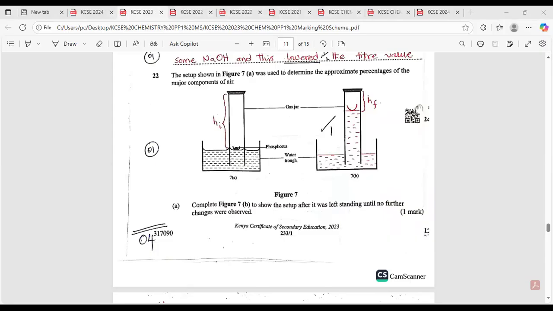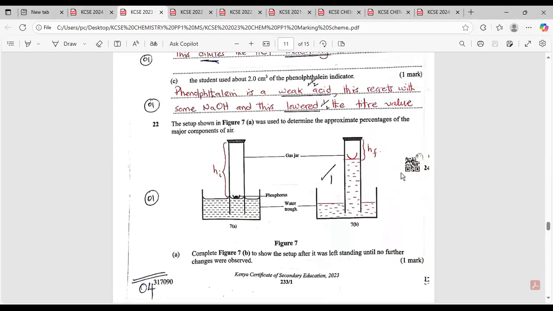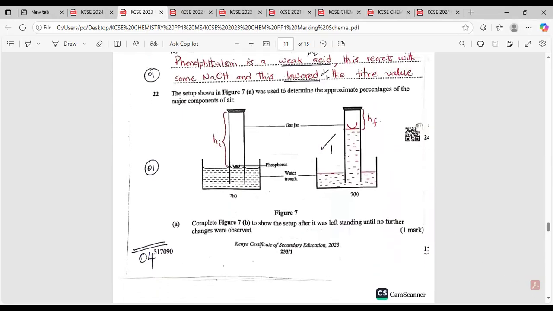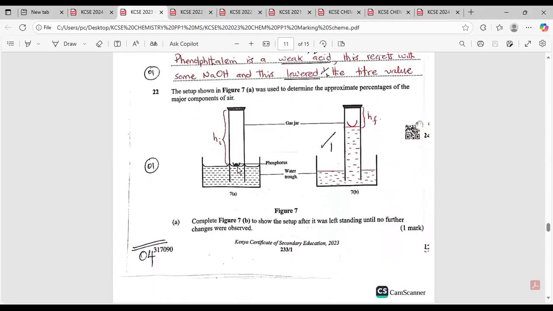You are told the figure below was used to determine the approximate percentages of major components of air. So you can see, in the first one, they use the smoldering of phosphorus. Then in the next one, water has risen. So the first question is, complete the figure to show the setup when it was left until there was no further change. What you need to understand is that the level of water in the beaker will go down, while the level of water in the flask will go up. So completing it was 1 mark.